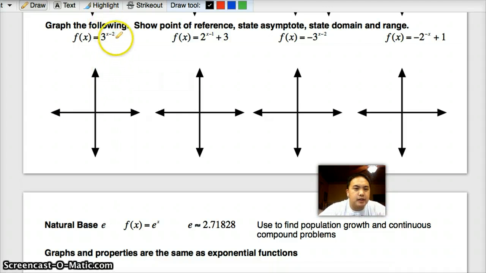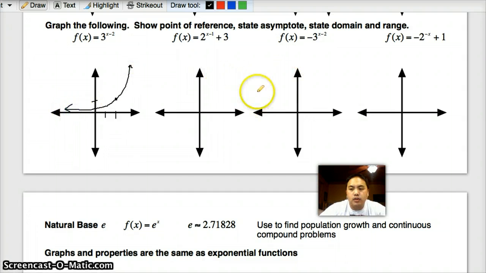Right, so this -2 is with the x, so what does that mean? Yeah, we're going to move it to the right 2. My reference point was 0, comma 1, so I'll move it over 2 spots to the right. So instead of 0, comma 1, it's now going to be 2, comma 1. My asymptote's still going to be the same, and my graph still looks exactly the same.